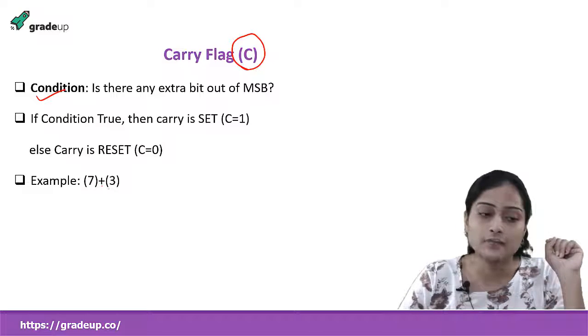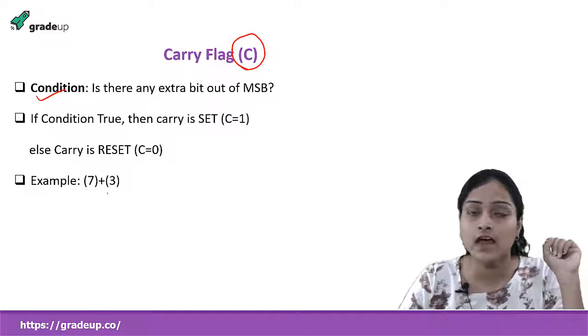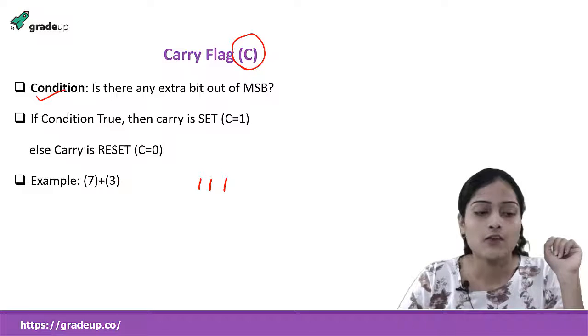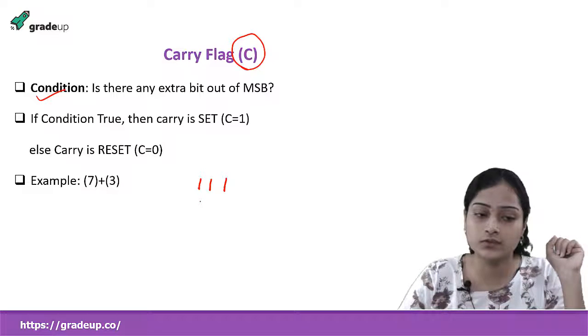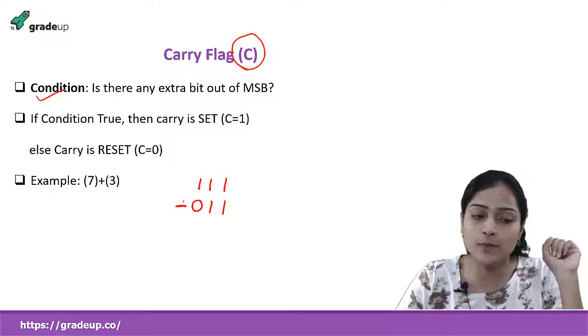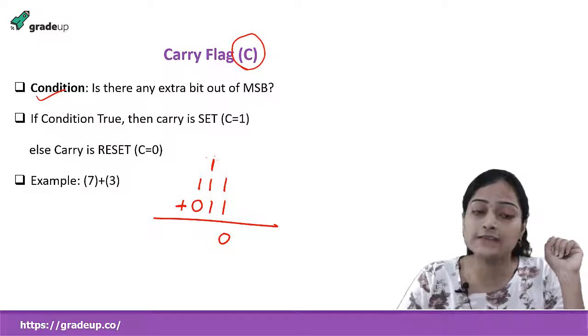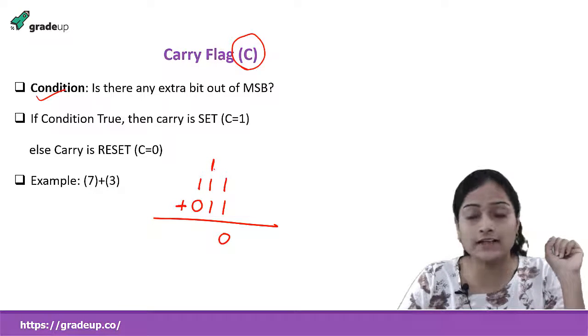You have to perform addition of 7 and 3. For representing 7, I can use 3 bits and the representation is 1, 1, 1. For representing 3, again 3 bits can be used, 0, 1, 1. Then you are going to perform addition over here. 1 and 1, 0, 1 carry is given. You will say that this carry is produced. Now set the carry bit.